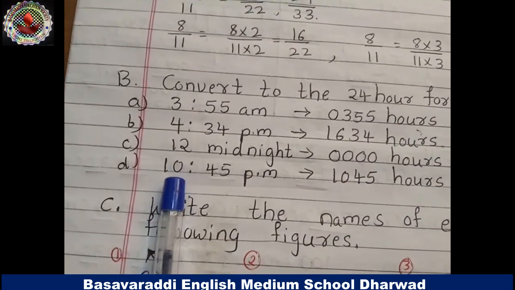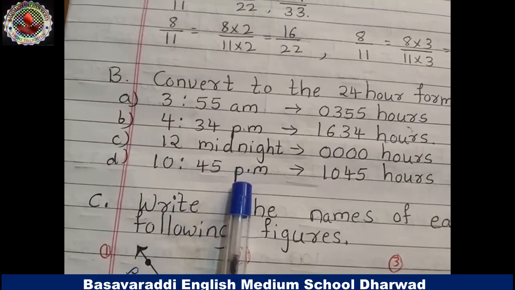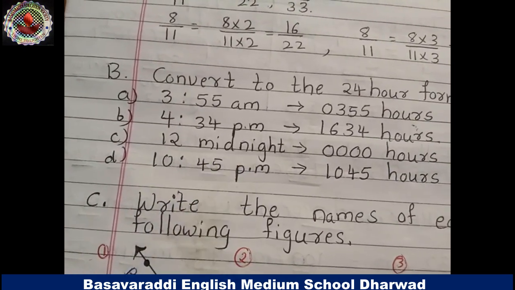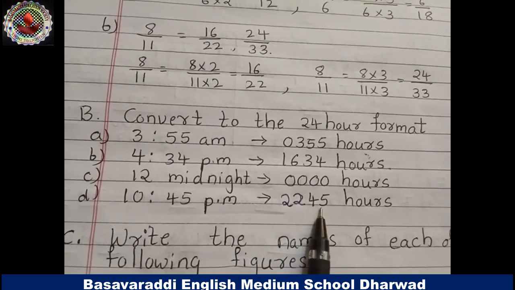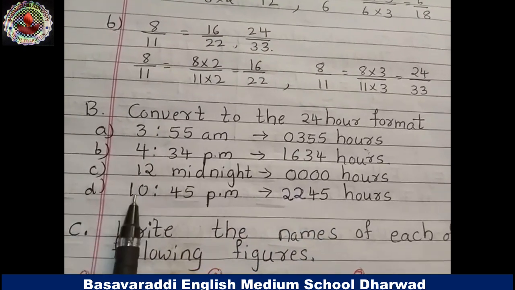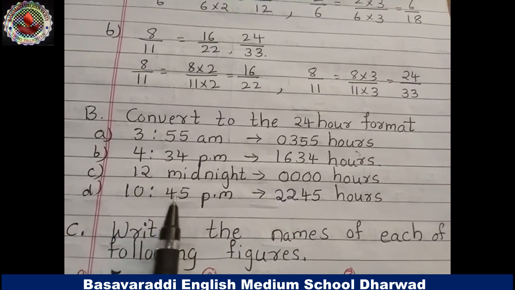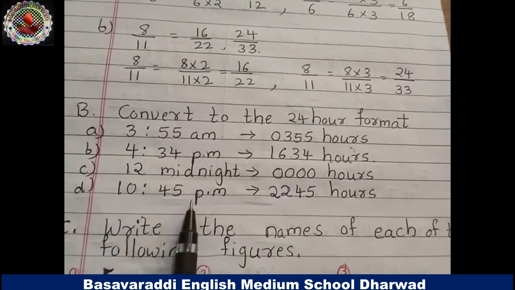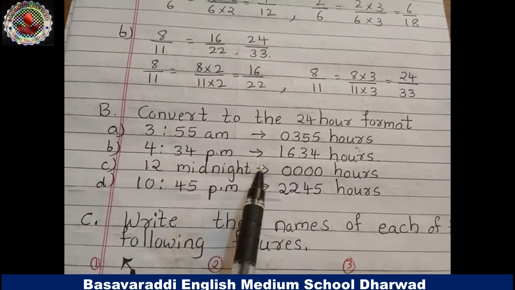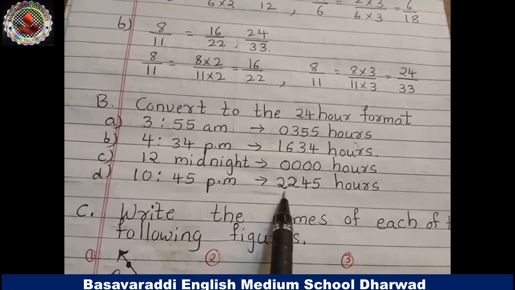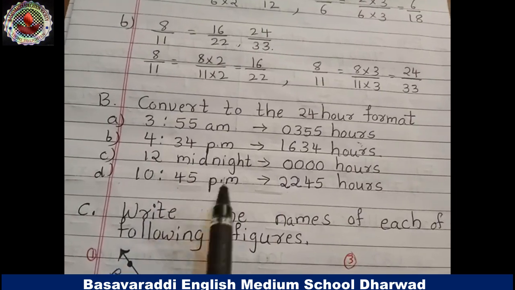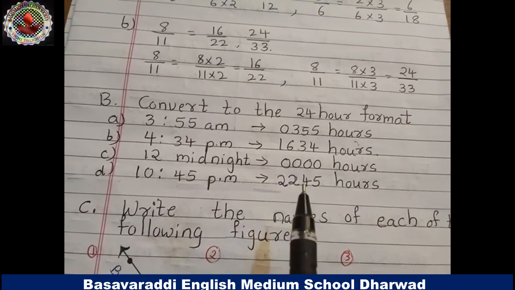Then 10:45 p.m. means 22:45 hours. p.m. means you have to make 12, 13, 14, 15 like this, and the 10 is 22 and minutes are 45, so 22:45 hours.